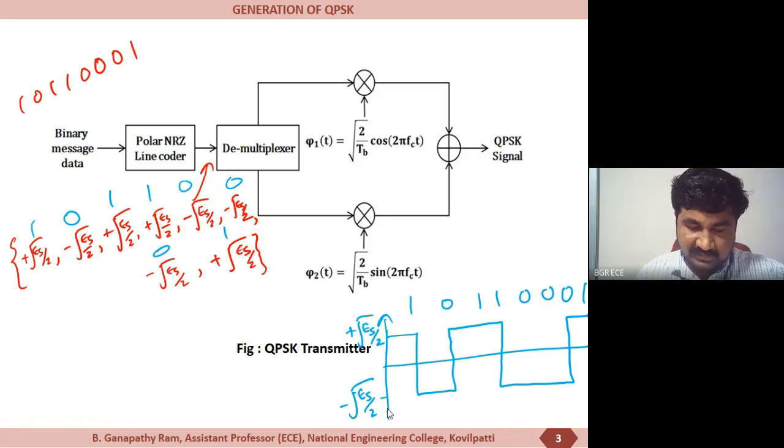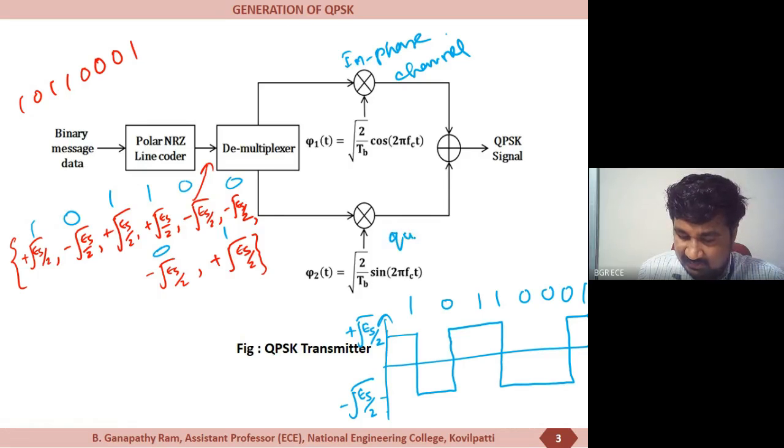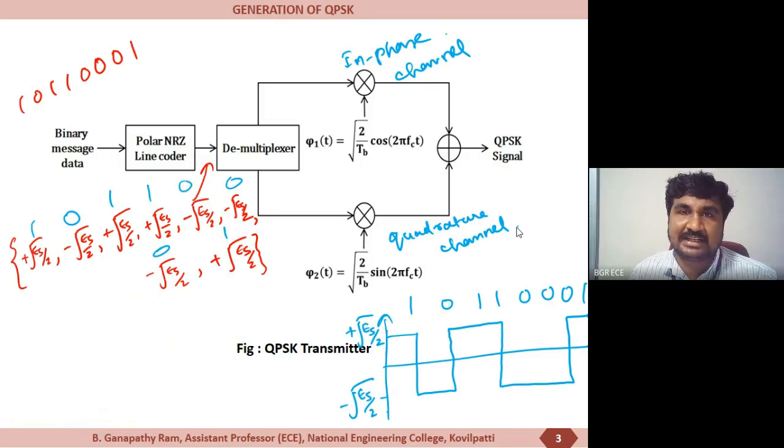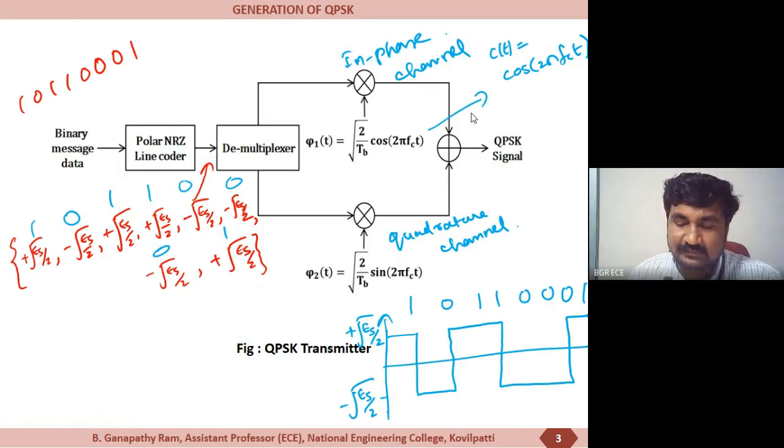And now the demultiplexer is used to convert this serial data into parallel form, and it has two channels. One is the in-phase channel and another one is the quadrature channel. The terms come from the fact that each channel has a product modulator supplied by a sinusoidal signal, and the in-phase channel has a sinusoidal signal which is in phase with the carrier signal, because the carrier signal c of t is considered as cos 2 pi fct. As it has the same phase as the carrier signal, it is called the in-phase channel.